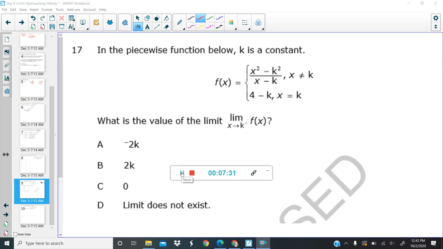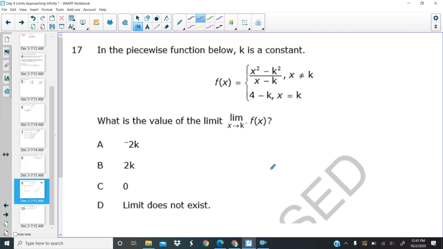So the last thing I want to do is just go over some different types of limit problems that you may see other than just asking you to find the limit. This is actually a released NCFE question, and it's asking what is the value of the limit as x approaches k from the left-hand side of f of x.